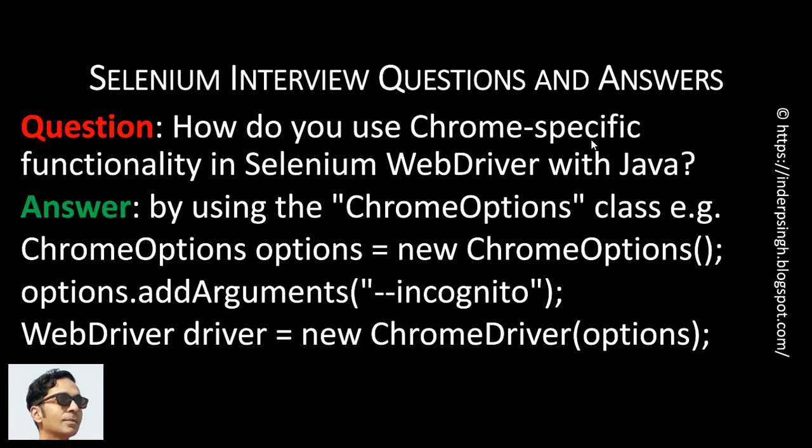How do you use Chrome specific functionality in Selenium WebDriver with Java? By using the ChromeOptions class. For example, ChromeOptions options is equal to new ChromeOptions, and with this options dot addArguments incognito, and then open WebDriver with WebDriver driver is equal to new ChromeDriver, and give this options variable.